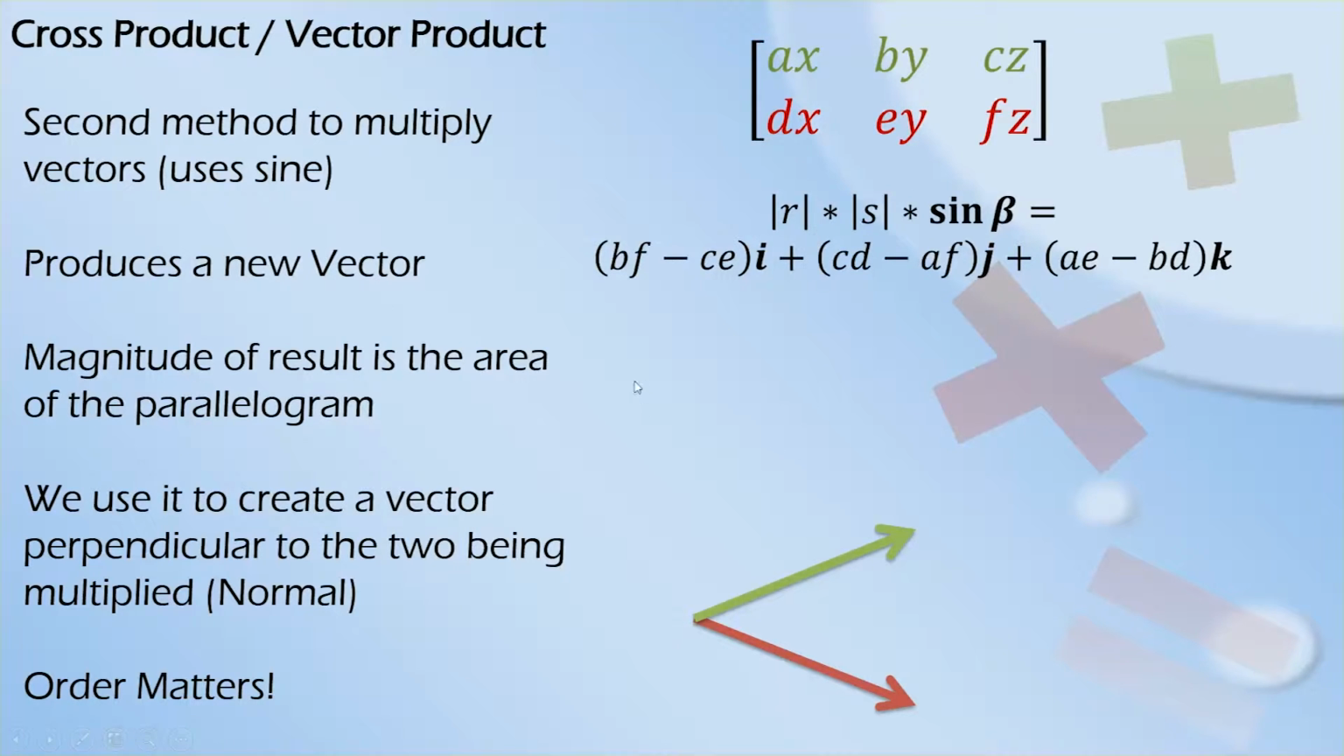And once we've done that, we get some interesting things. So first we get a new vector, and the magnitude of that vector is going to be the area of the parallelogram formed by these vectors.